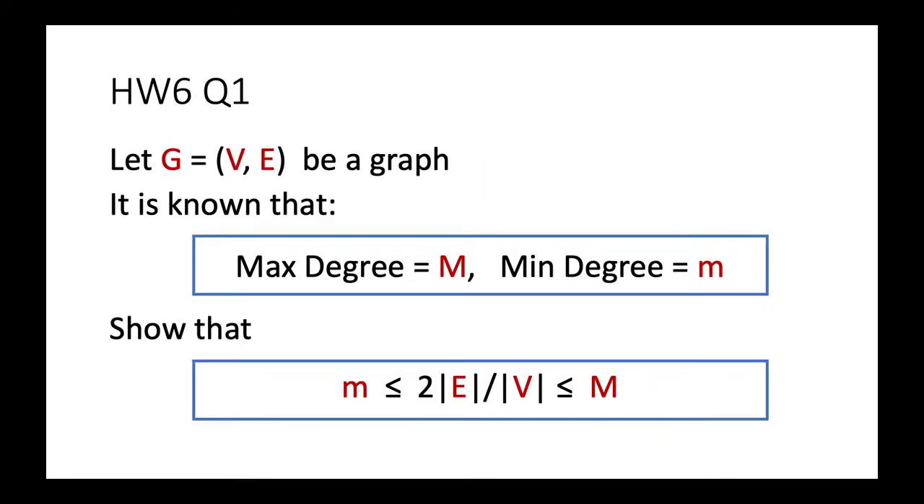Question 1 asks, suppose that we have a graph G with vertex set V and edge set E. And then it is known that the maximum degree of a vertex in the graph is big M, and the minimum degree of a vertex in this graph is little m. We want to show that the value of 2 times E divided by V is bounded between the minimum degree and the maximum degree.